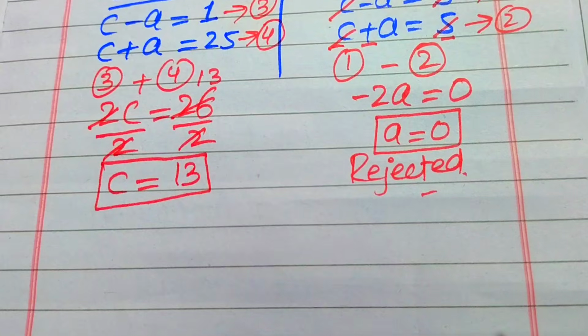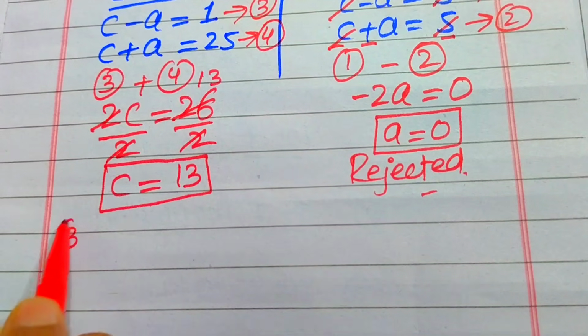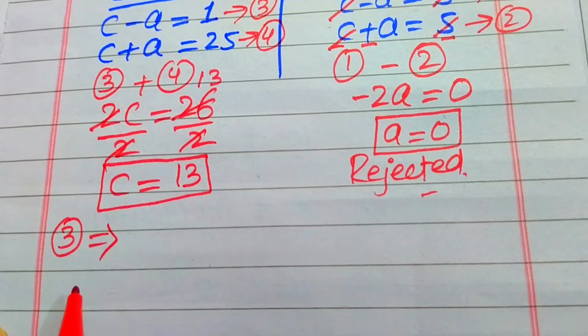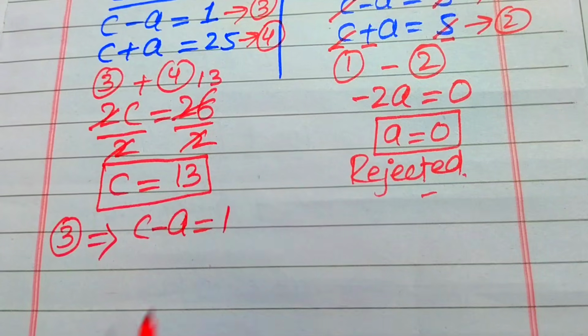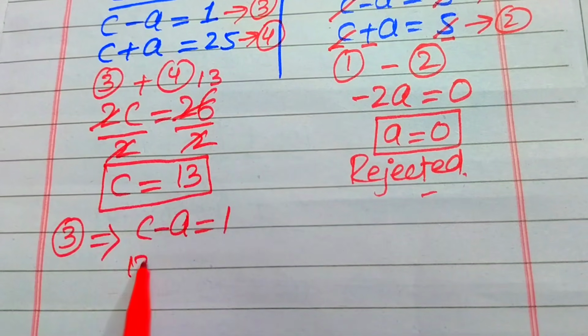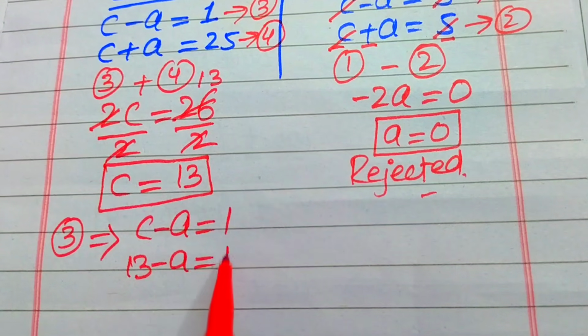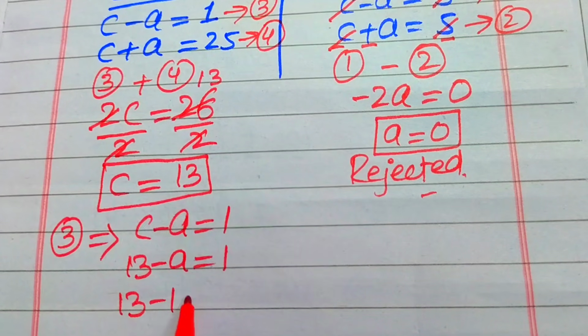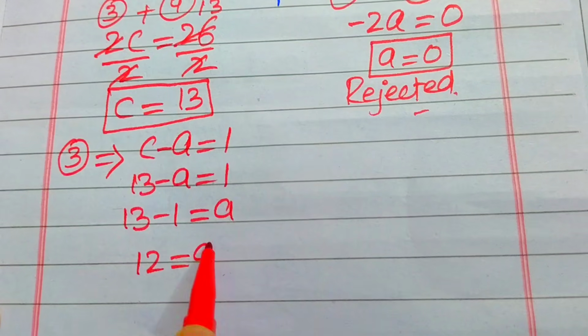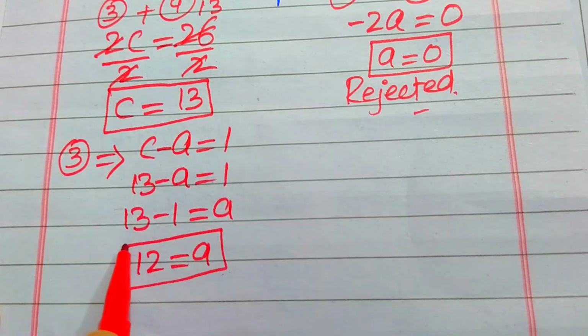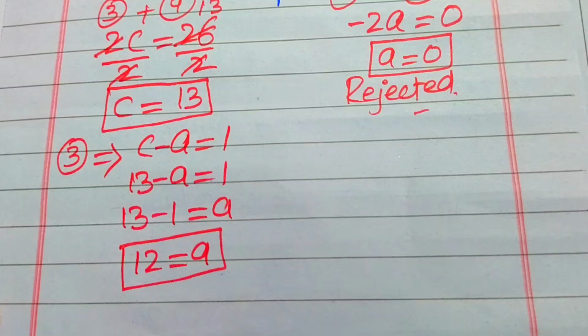So further in the next step, we have the value of c, and now we use this value of c in equation number 3 to get the value of a. Equation number 3 implies that c minus a equals 1. The value of c is 13, so 13 minus a equals 1, and we get 13 minus 1 equals a, and 13 minus 1 becomes 12 equals a. So here you see that we easily get the values of a and c, 12 and 13 respectively, and both of these values are positive integers.